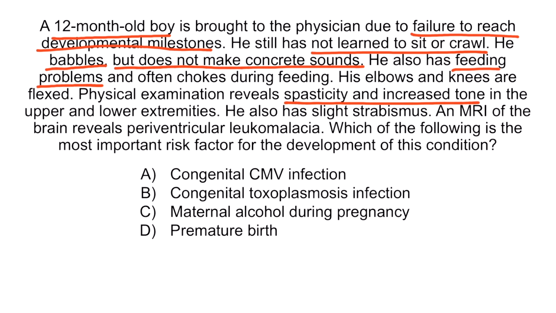Furthermore, brain MRI reveals periventricular leukomalacia, which is frequently present in patients with cerebral palsy. All these features make spastic cerebral palsy the most likely diagnosis. The most important risk factors for developing cerebral palsy are premature birth and low birth weight. This makes option D, premature birth, the correct answer.